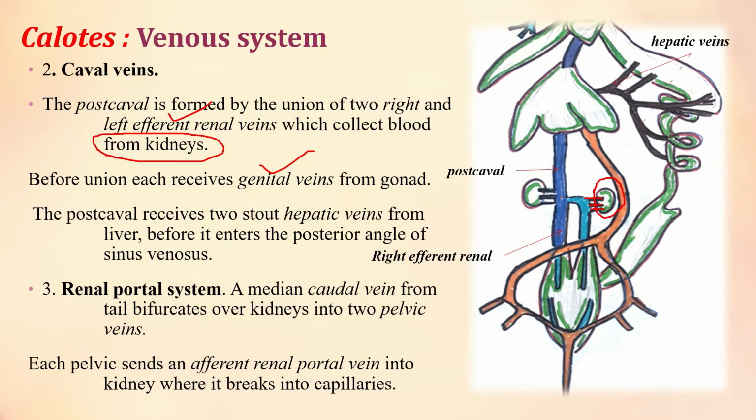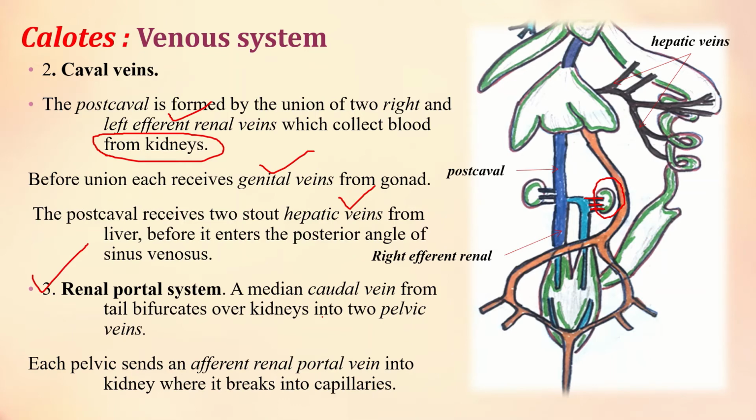Also, in the case of the postcaval vein, there are some branches of the hepatic veins. These hepatic veins also drain the blood towards the postcaval vein, and finally the postcaval opens into the sinus venosus. Then about the third part of the venous system, the renal portal system.